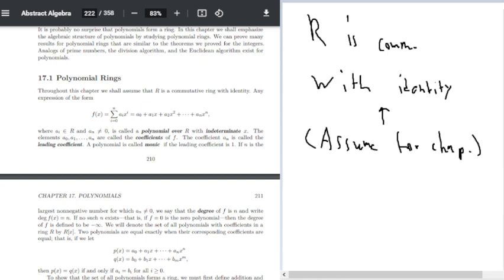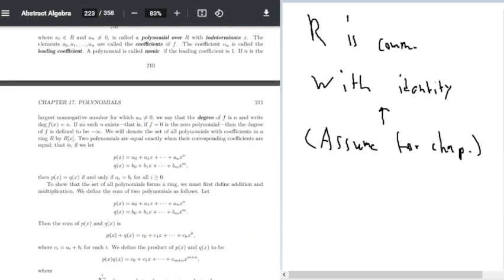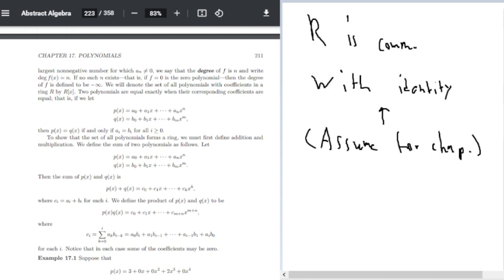If n is the largest non-negative integer for which a_n is not equal to 0, we say that the degree of f is n, and write degree of f(x) equals n. If no such n exists, that is, if f equals 0, the zero polynomial, then the degree of f is defined to be negative infinity. This is a subtle point, I'm not going to emphasize this too much. Just remember, negative infinity implies that we have the zero polynomial.